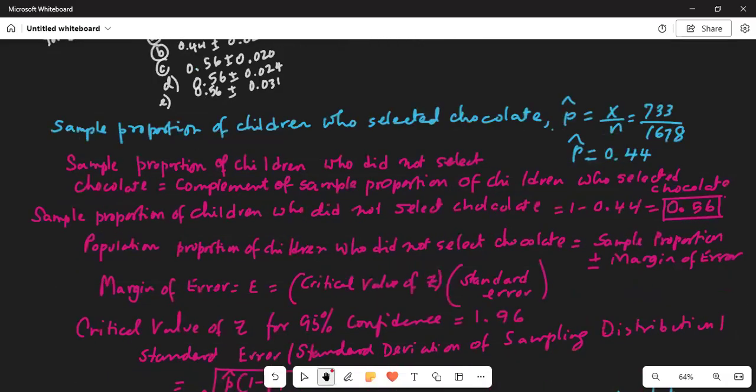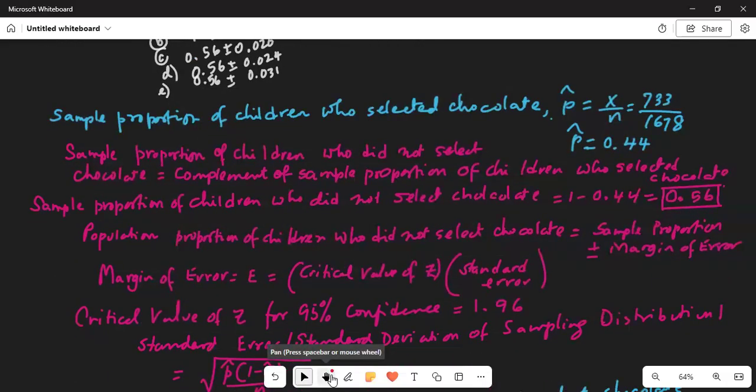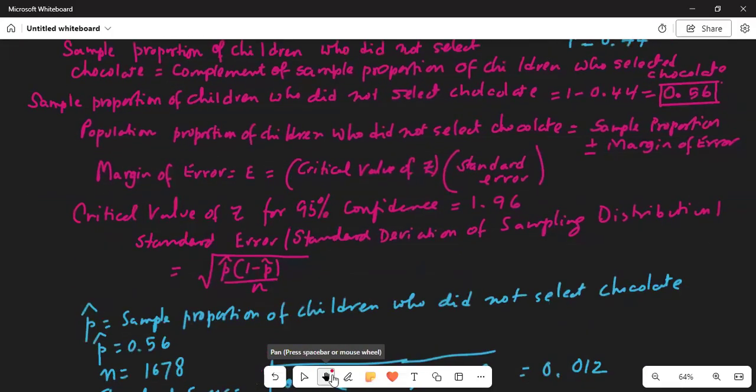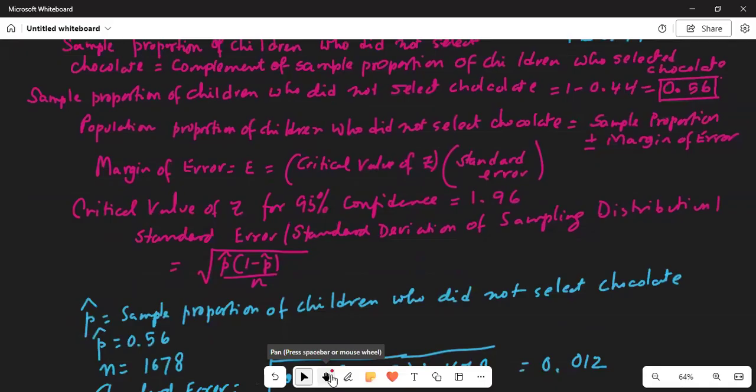So the 95% confidence interval is the sample proportion plus minus margin of error. Now, what is margin of error? It is the critical value of z times standard error. You ask me what is standard error? Standard error is the standard deviation of the sampling distribution of sample proportion p hat. And the critical value of z for a 95% confidence interval is 1.96. Now, the standard error of the sampling distribution is given by this formula, square root of p hat times 1 minus p hat over n.